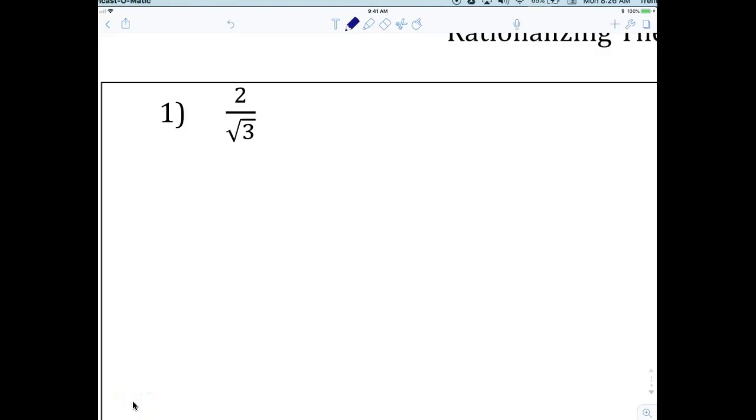Now, again, as I was saying, rationalizing the denominator. You're simply multiplying the denominator by whatever radical there is. For example, I'm going to multiply by the square root of 3 over the square root of 3. Now, why is that okay? Because the square root of 3 over the square root of 3 is just 1. All right, so you can multiply a fraction by 1.